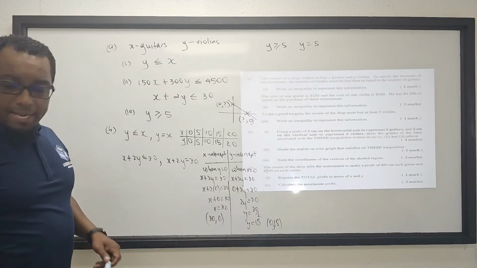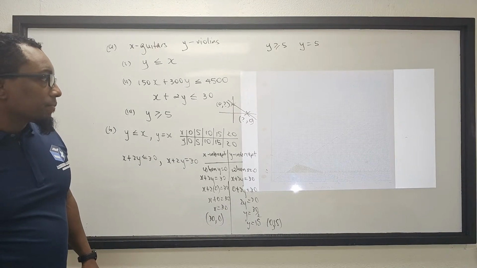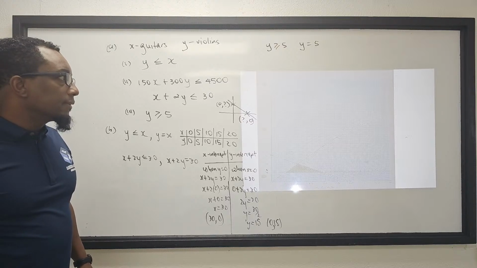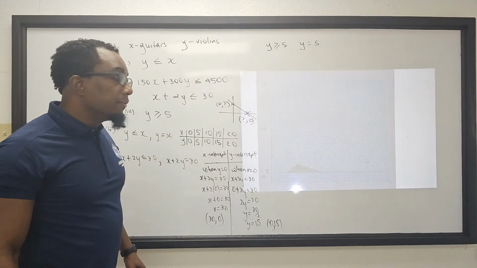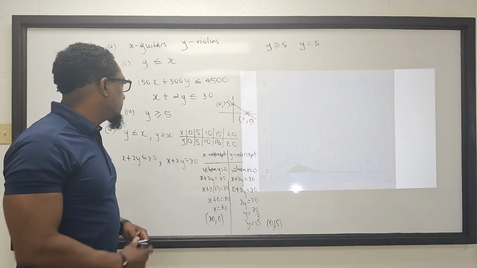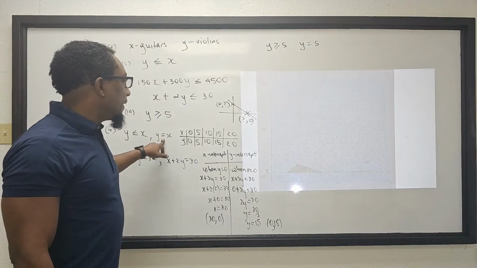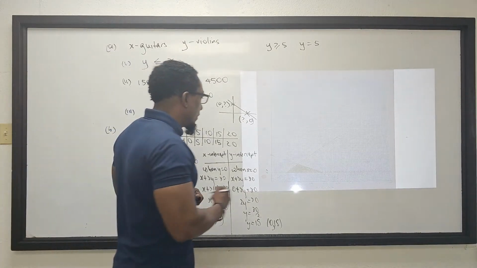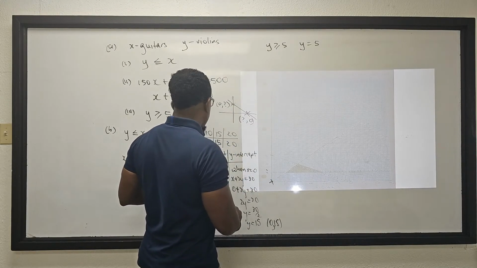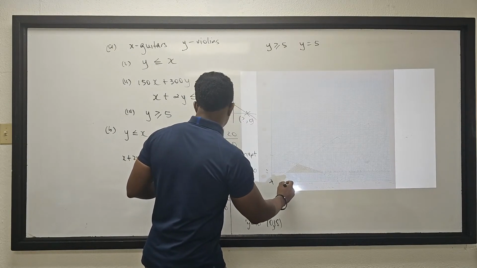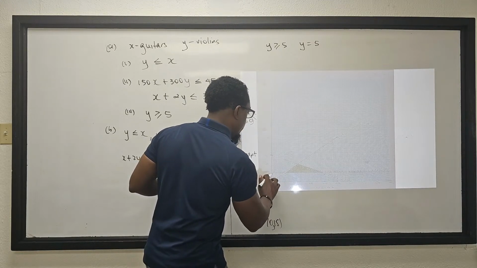So let us represent those on the graph and then identify the satisfied region. My first line, y is equal to x. I'm going to plot (0, 0), which is here, and (5, 5), which is here.